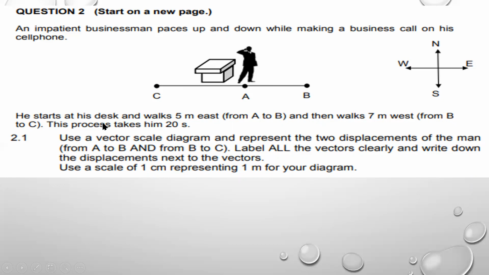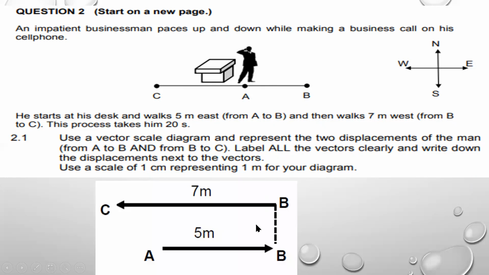All taking 20 seconds. Use the vector scale diagram and represent the two displacements of the man, from A to B and B to C. We are going to draw. It's an easy one. He is moving from A to B, first 5 meters, and then from B to C, 7 meters. You're just drawing with arrows on the diagram.